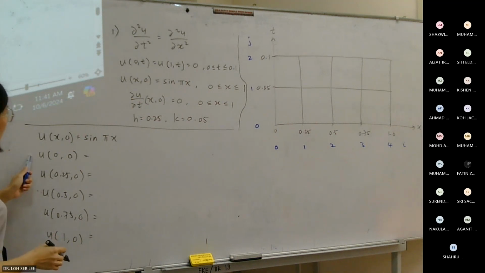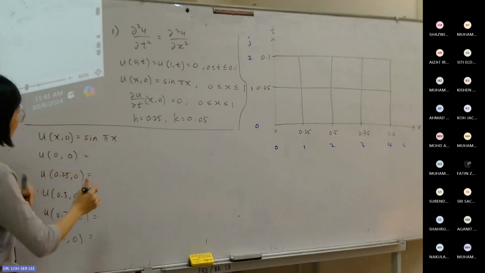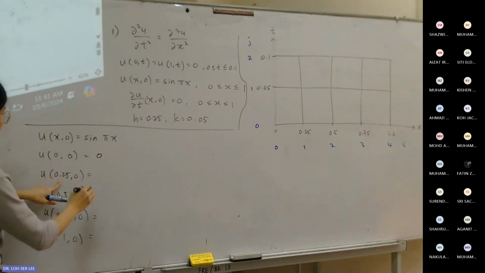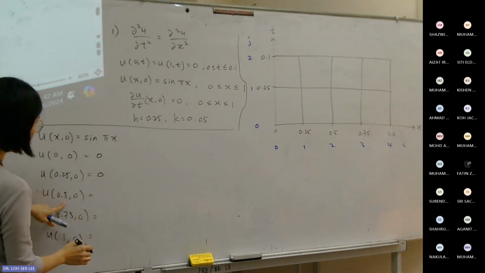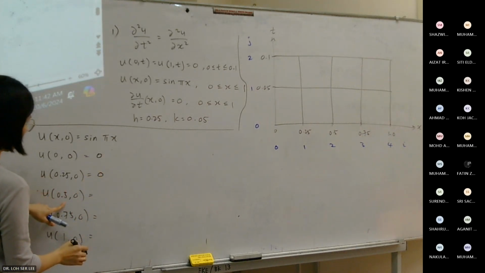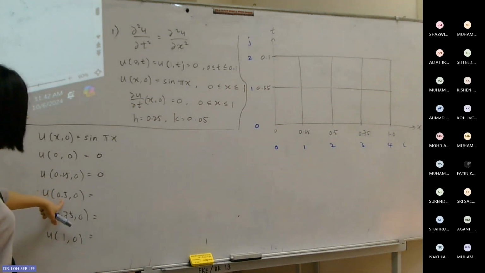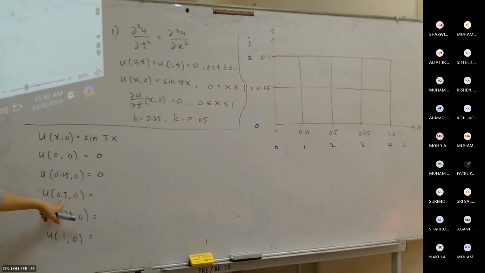So this one, when x is 0, sine 0 is 0. This one, 0 as well. This one, 0. This one, this is 1 over 2 pi, so sine pi over 2 is 1, right?